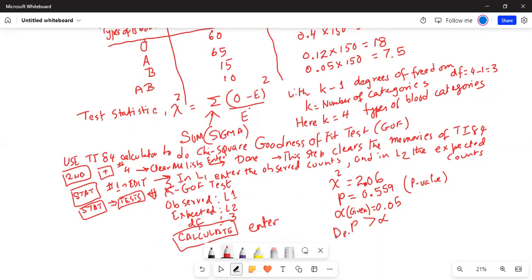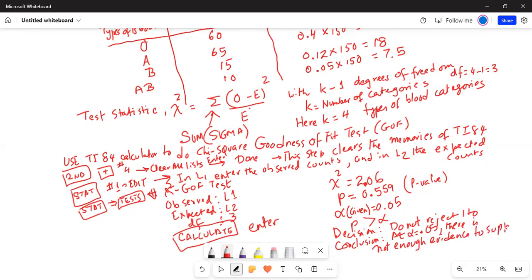So decision: do not reject H0. Conclusion: at alpha equal to 0.05, there is not enough evidence to support HA. Because we did not reject H0, we did not support the alternate hypothesis.